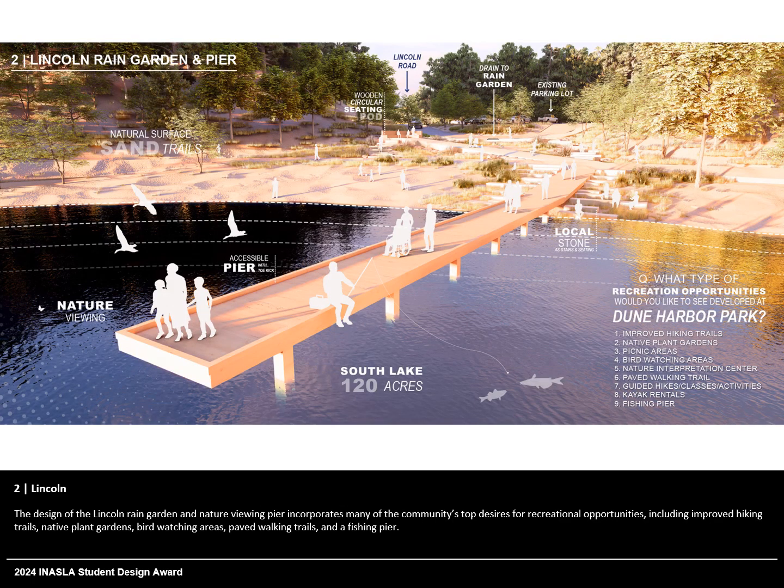The design of the Lincoln Rain Garden and Nature Viewing Pier incorporates many of the community's top desires for recreational opportunities, which include improved hiking trails, native plant gardens, bird-watching areas, paved walking trails, and a fishing pier.